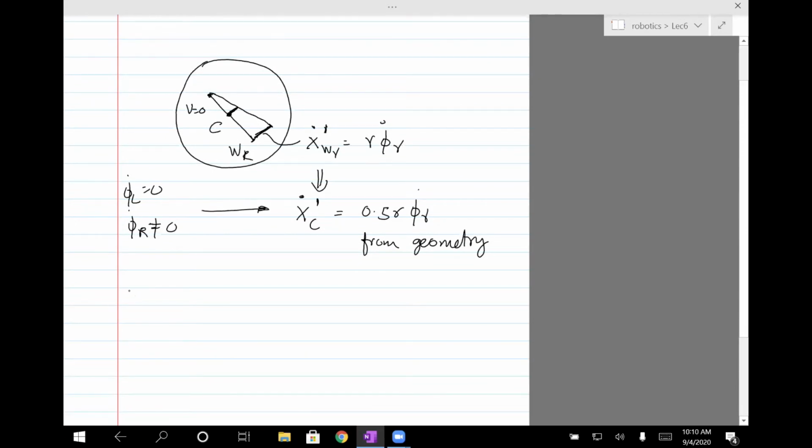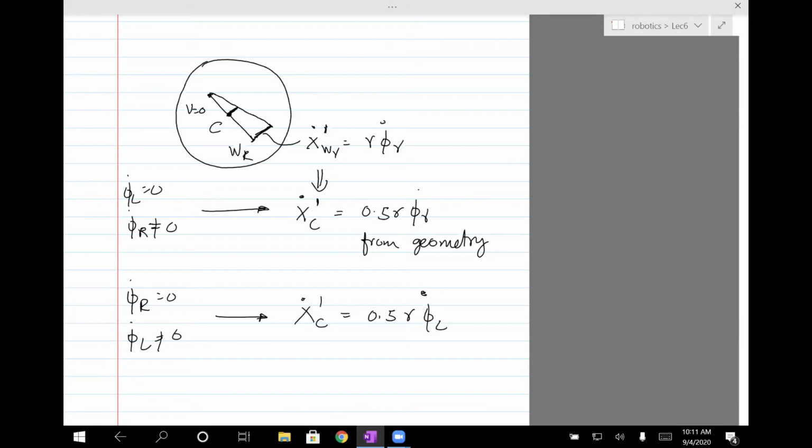We can use the same arguments the opposite way, where phi dot r equals 0 and phi dot l is not equal to 0, and then we can derive that the velocity of point C in frame 1 is 0.5 r times phi l dot. Okay, there's a question.